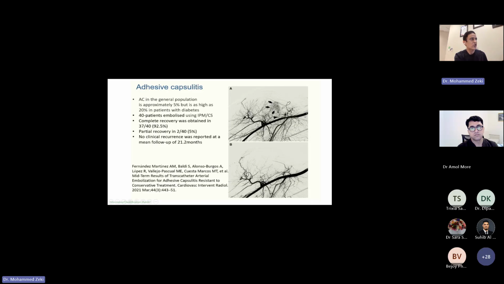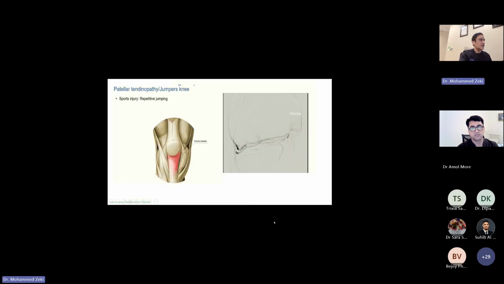This is an angiogram in the axillary artery, and you can see there is hypervascularity corresponding to the MRI finding. So basically, after embolization, you don't see the blush. Again, there are more and more cases coming.